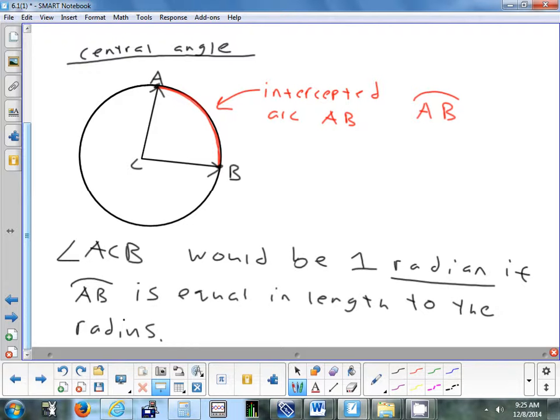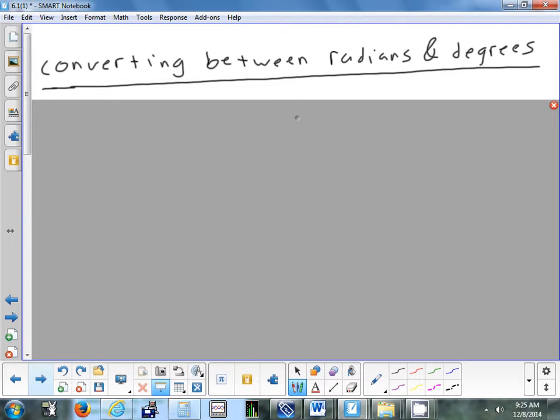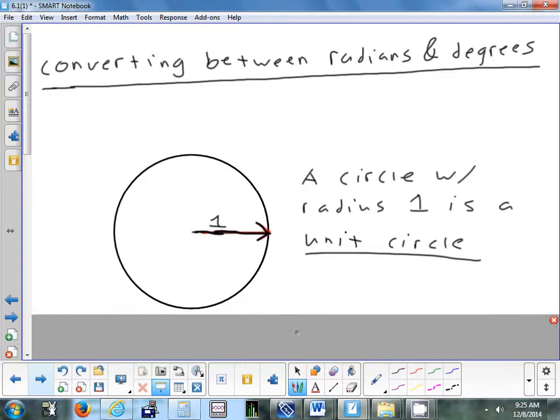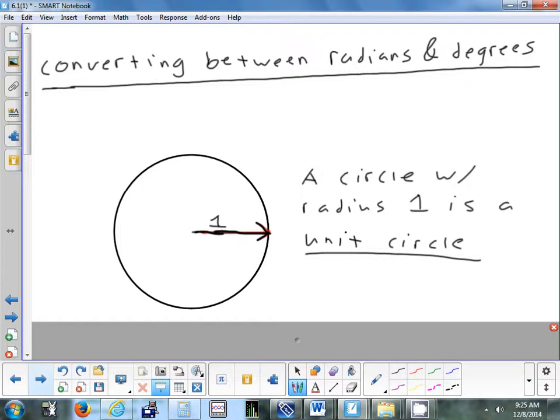So you can kind of see the connection here between the word radian and radius. Okay, there is a bit of a relation there. And in fact, to figure out how many degrees are in a radian, we're going to use a circle again. Okay, but we're not just going to use any circle. We're going to draw a special circle. Okay, it's a circle that has a radius of exactly 1. Okay, if you draw a circle that has radius 1, that's called a unit circle.